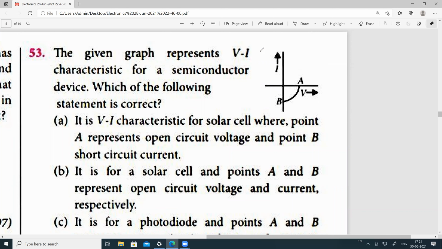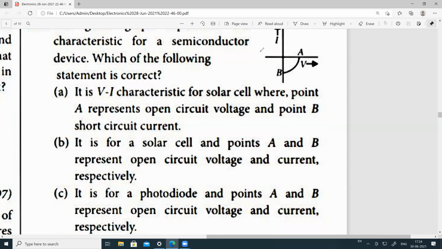So for 53, the IV characteristics of a solar cell are already shown. When we observe all the four options against the diagram, the first one is the right answer. That is, it is VI characteristics of a solar cell where point A represents open circuit voltage and point B short circuit current.